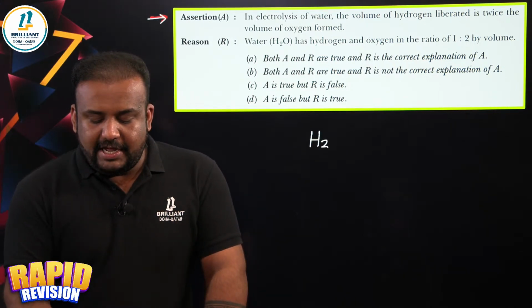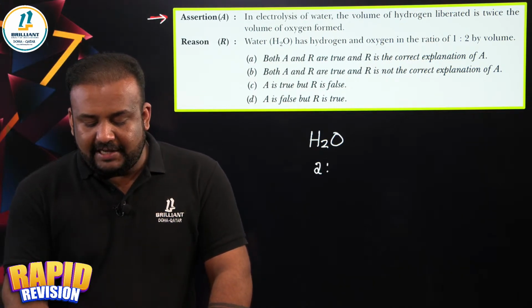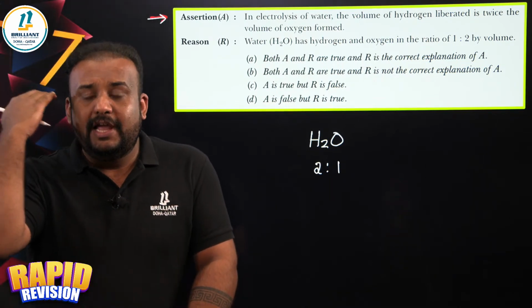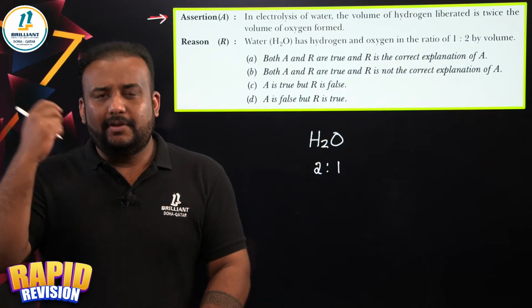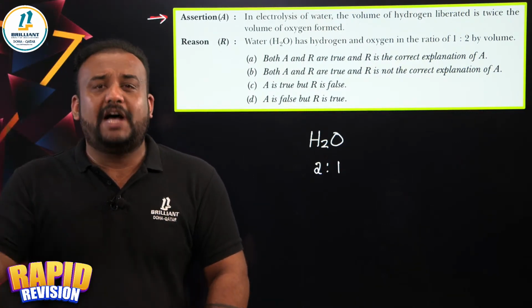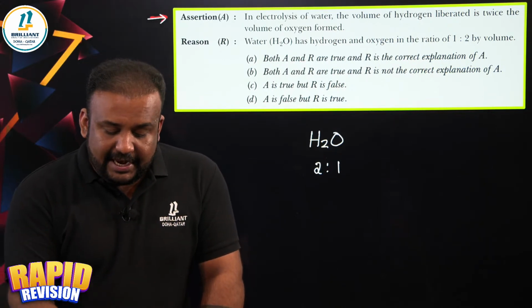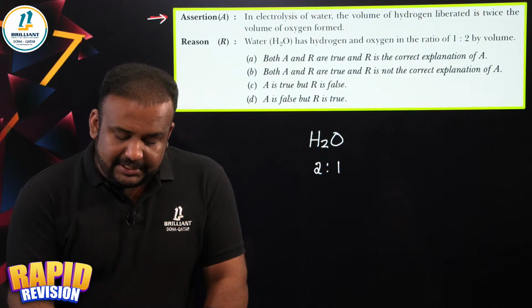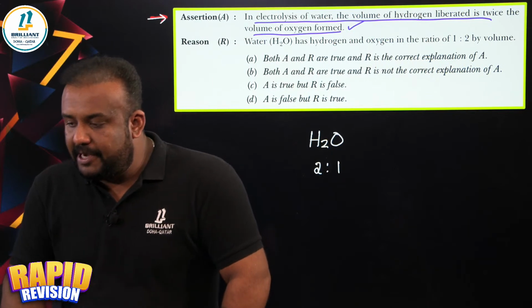You know that the formula of water is H2O. So here the ratio of hydrogen and oxygen is 2:1, which means every time you electrolyze water, when you decompose water, you are going to get double the volume of hydrogen than the volume of oxygen released. So it says in electrolysis of water, the volume of hydrogen liberated is twice the volume of oxygen formed. That is a true statement.